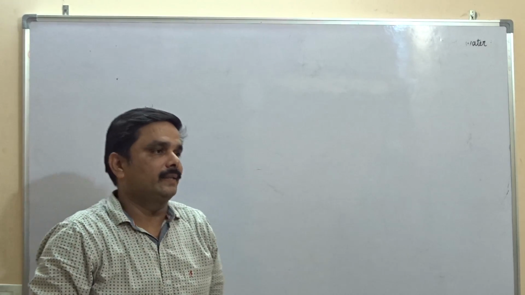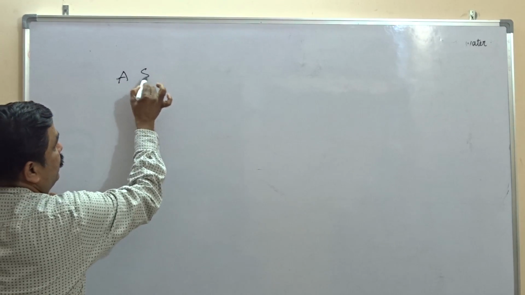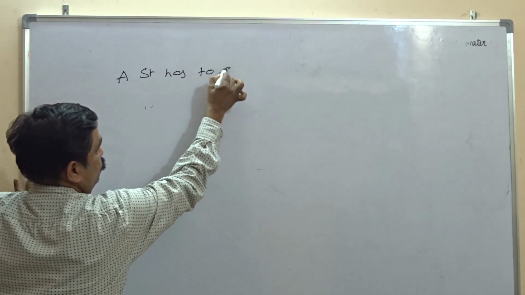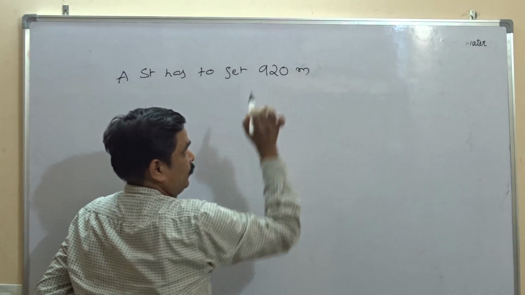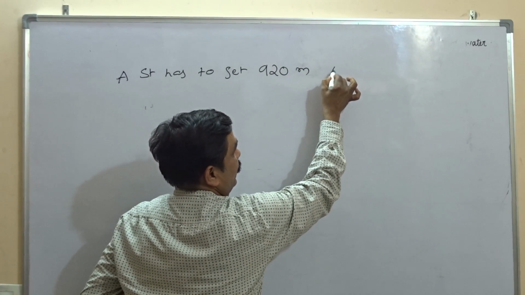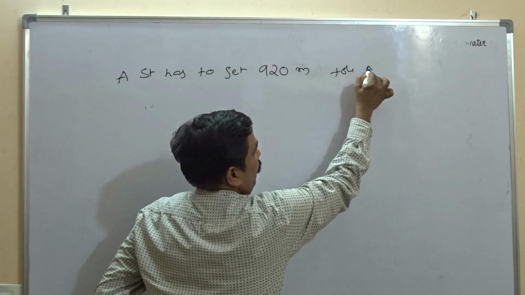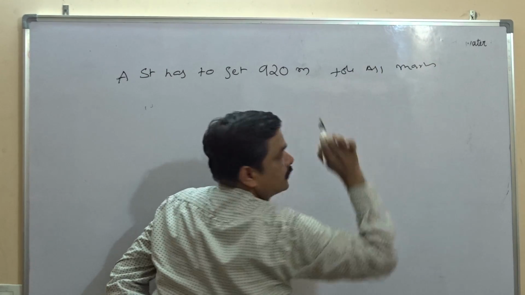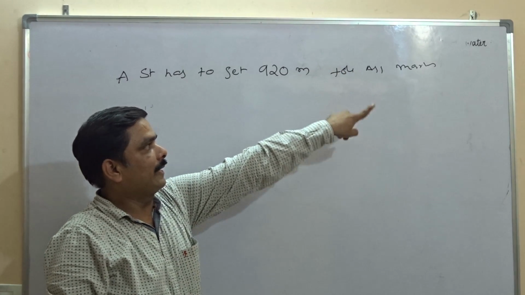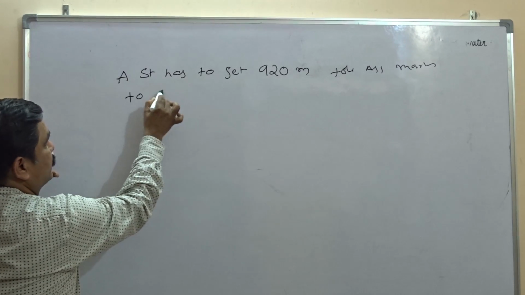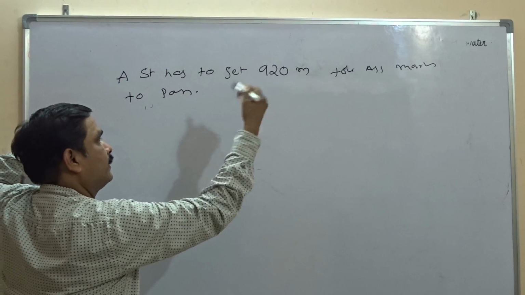Now the question says like this. I am writing in the shortcut, you please make a note of this. A student has to get 920 marks out of total aggregate marks to pass the examination, right? Now in this class, take a name.